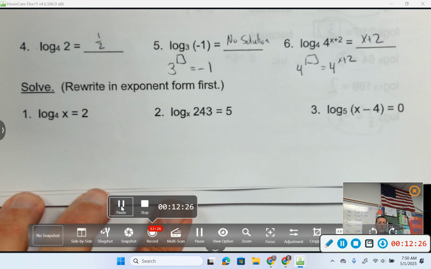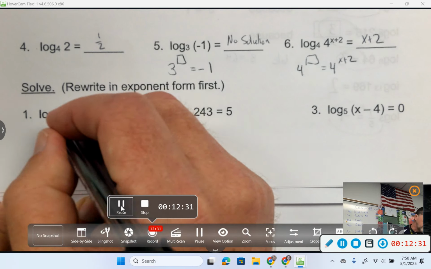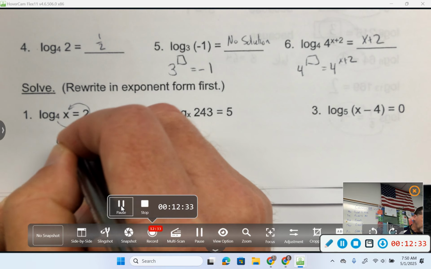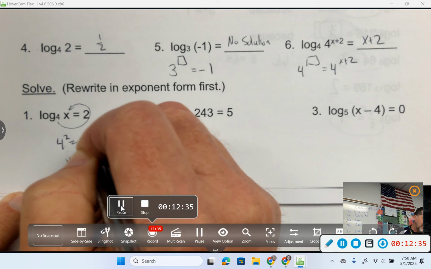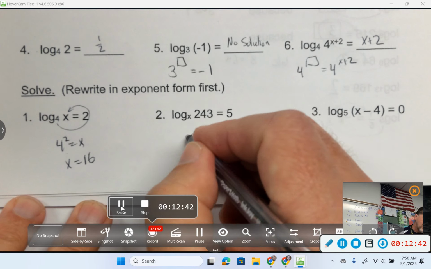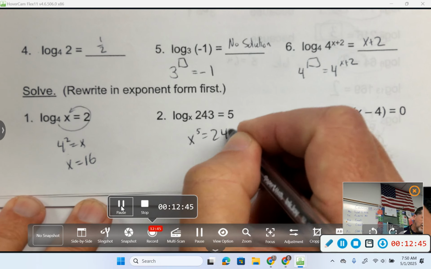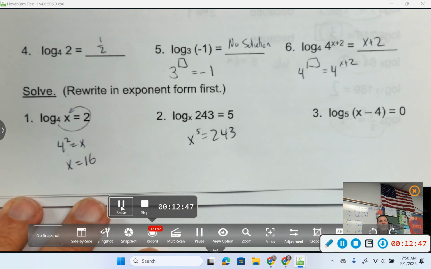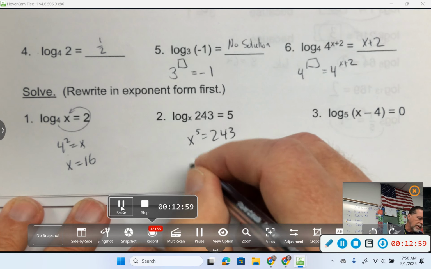Solve, but the hint is rewrite in exponent form first. So as soon as you do the fishhook, some of these are really easy, like the first one. Some of them require a little bit of thought. So what to the 5th is 243? I mean, we don't have a calculator, so it ought to be something we can figure out. It's 3.